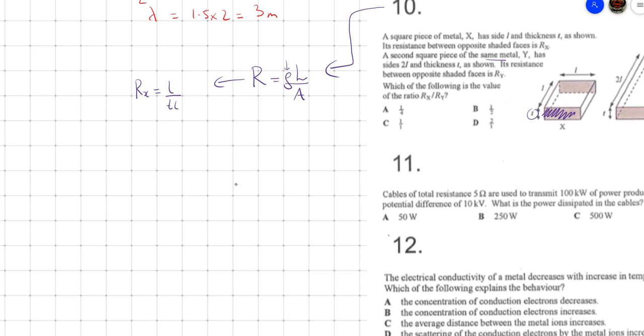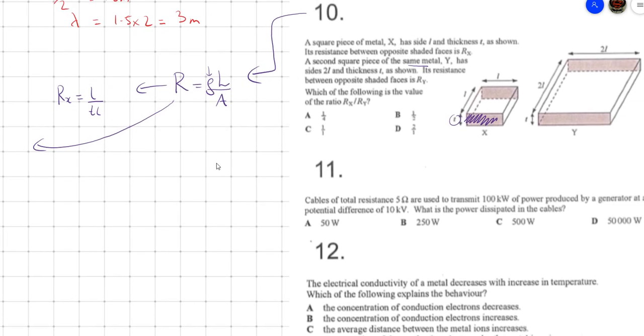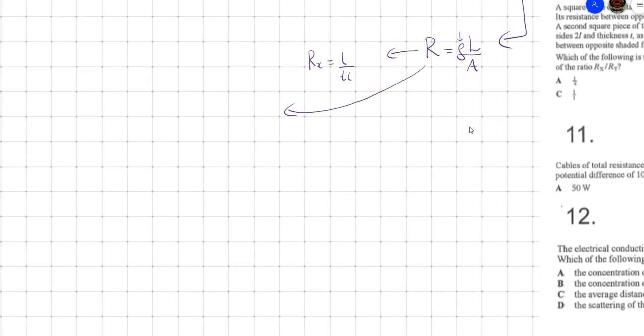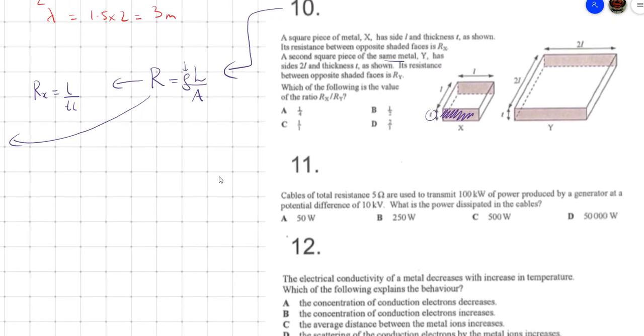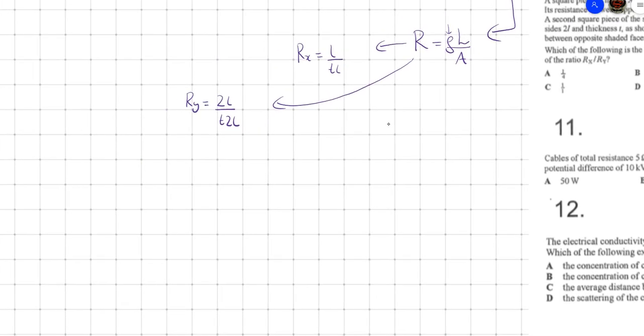Okay, and therefore we're going to do the other one as well, which is Y, so which is 2L this time, yeah? So therefore it's going to be Ry equals, again, the resistivity is the same because same material, it's going to be 2L over T times 2L. Okay, the length is 2L and it's 2L. Okay, and then you'll see that it actually comes back to L over TL, which is the same.